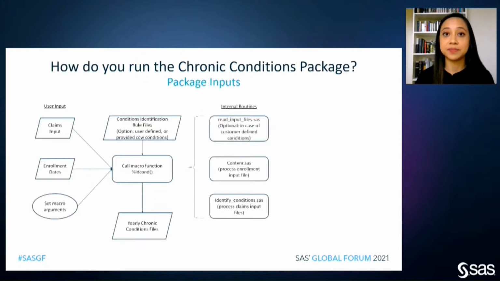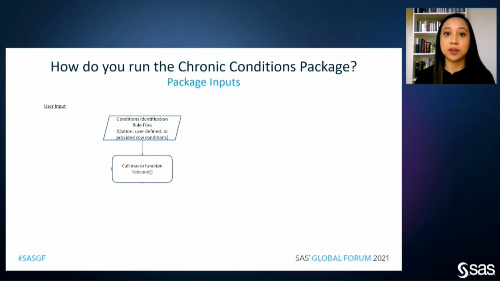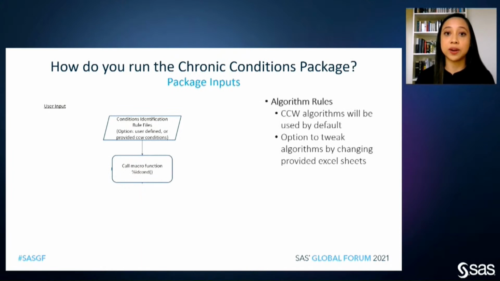So now that we've gone through the algorithm components, how do you run the package? The first thing that you want to do is decide whether or not you want to customize the package or use the default. If you want to use the default algorithm rules, then you simply have to leave the package as is and it will run the built-in algorithm rules. However, if you want to customize it according to your research question, we've provided Excel sheets that will easily let you define the algorithm according to your research question.